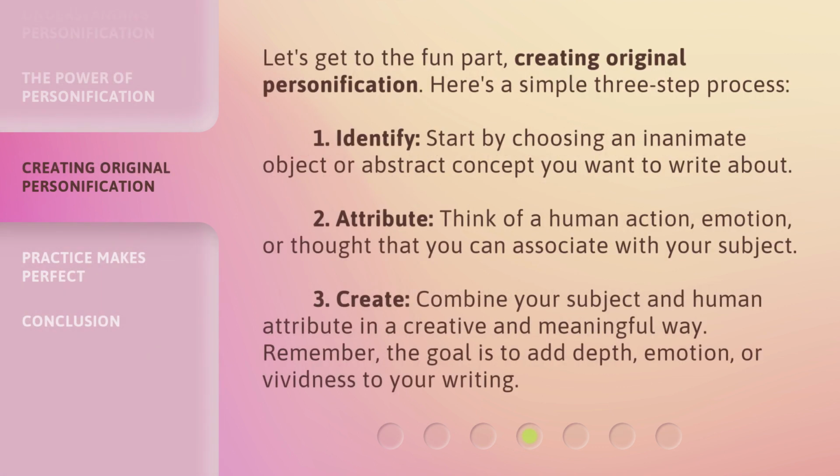Let's get to the fun part, creating original personification. Here's a simple 3-step process. 1. Identify. Start by choosing an inanimate object or abstract concept you want to write about. 2. Attribute. Think of a human action, emotion, or thought that you can associate with your subject. 3. Create. Combine your subject and human attribute in a creative and meaningful way. Remember, the goal is to add depth, emotion, or vividness to your writing.